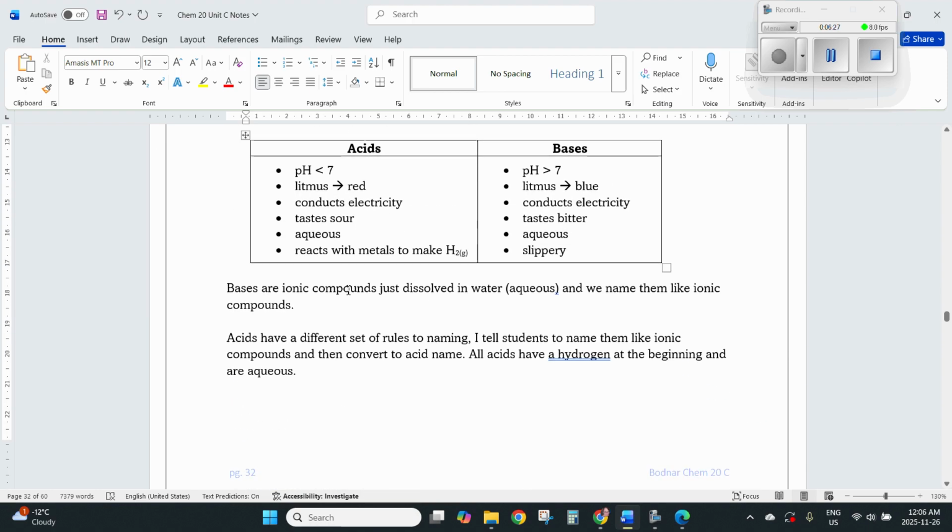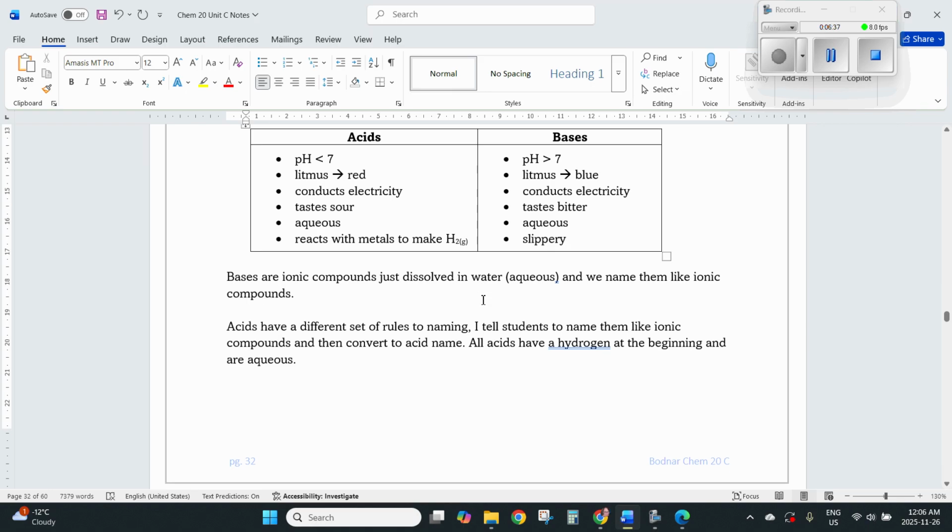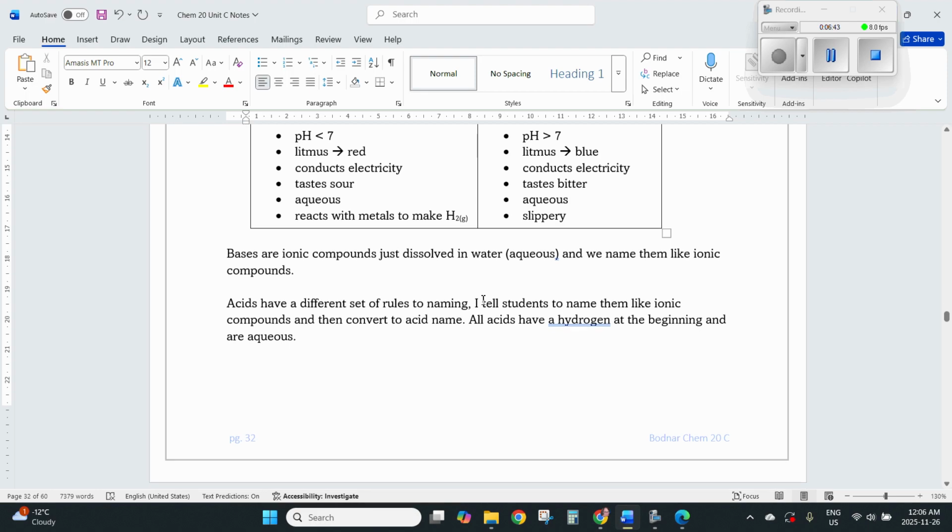So bases are ionic compounds just dissolved in water, so aqueous. You would do your reactions, your dissociation reactions, just like you did in the first chapter, and you name them like ionic compounds. So the rules for those guys shouldn't be too challenging for you. But acids have a different set of rules.